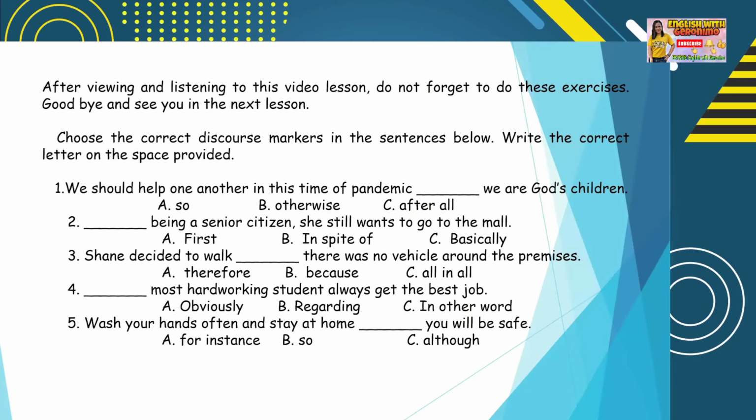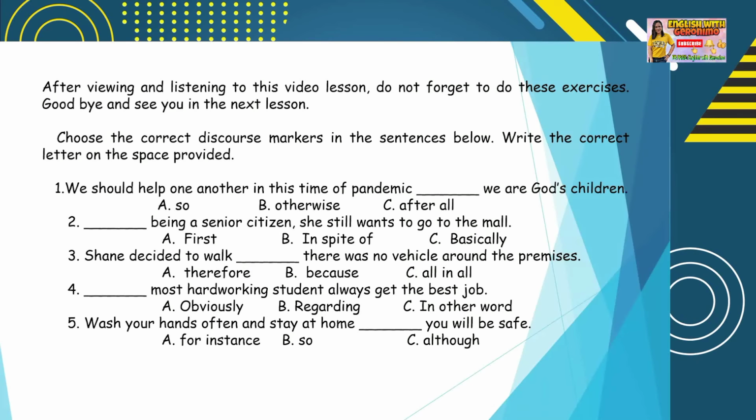Number 1. We should help one another in this time of pandemic. Blank, we are God's children. Okay, number 1 answer is letter C, after all. Number 2. Blank, being a senior citizen, she still wants to go to the mall. Number 2 answer is letter B, in spite of.